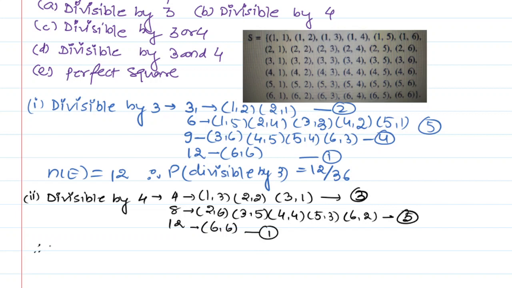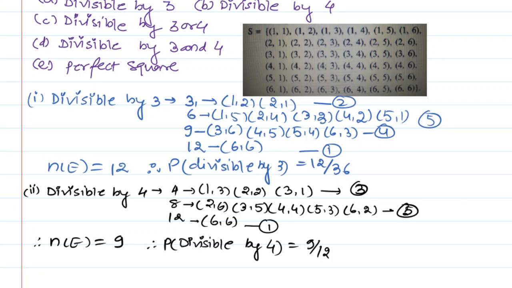Therefore, n of E is equal to 5 plus 3 is 8, plus 1 is 9. And hence, probability of getting a number which is divisible by 4 is equal to 9 by 36, that is n of E upon n of S. Okay. Let's see the third part. Third part says I want the sum to be divisible by 3 or 4. Divisible by 3 or 4.